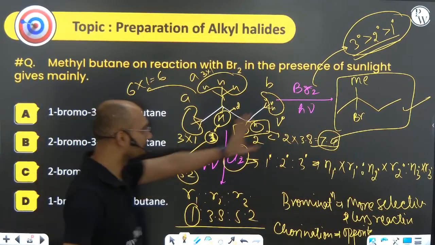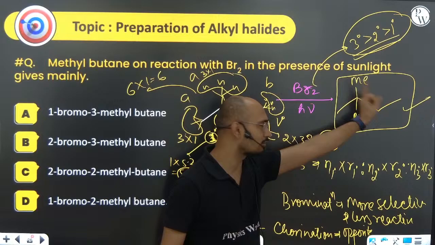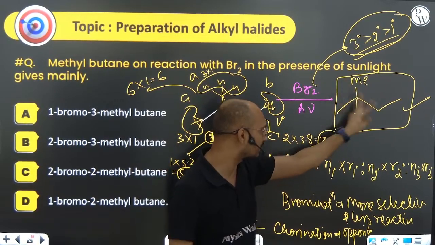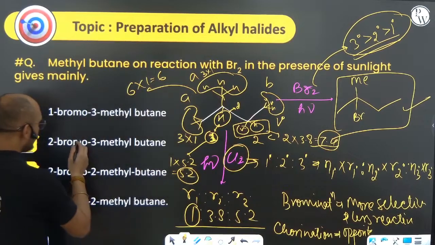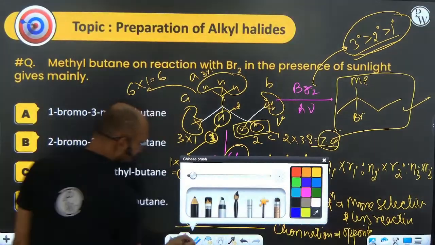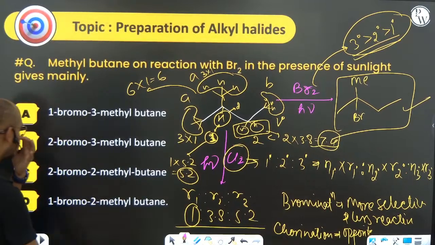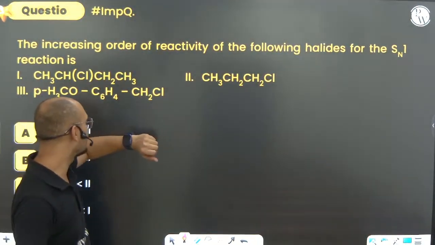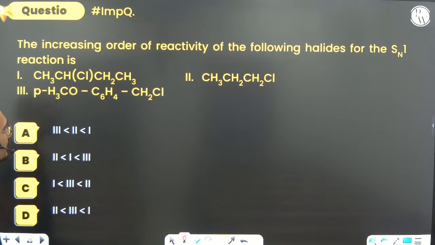So which is the major product in bromination? Always 3 degree more than 2 degree more than 1 degree. Okay. Because 3 degree hydrogen was there, so of course 3 degree. So the option is going to be 2 bromo 2 methyl butane. Option B.